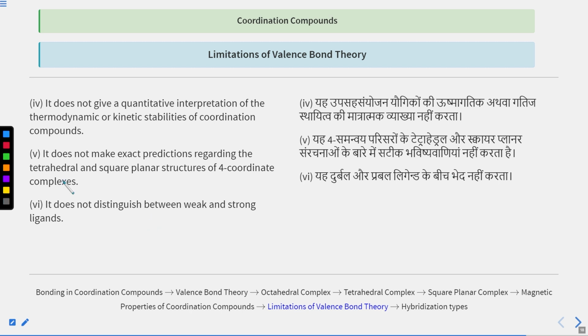It also does not explain when it will form tetrahedral and octahedral, or tetrahedral and square planar, because it is not explaining when it will pair up and when it will not. Similarly, it does not distinguish between a weak and strong ligand. Same thing is written here. If it is weak, it will not pair up. If it is strong, it will pair up. And in the octahedral complex, it will not say when it will be the case of inner and when the case of outer.